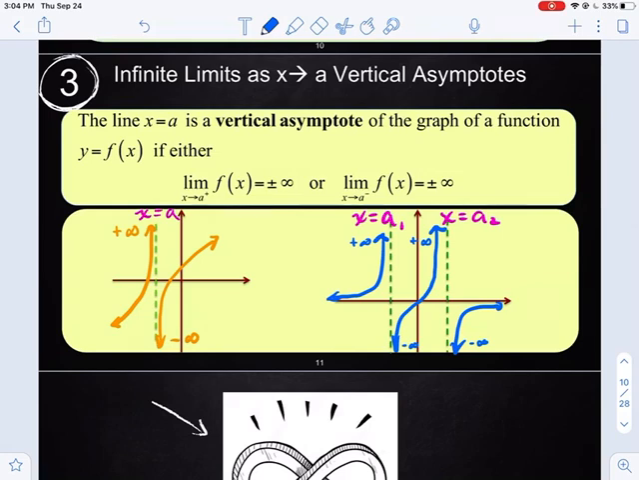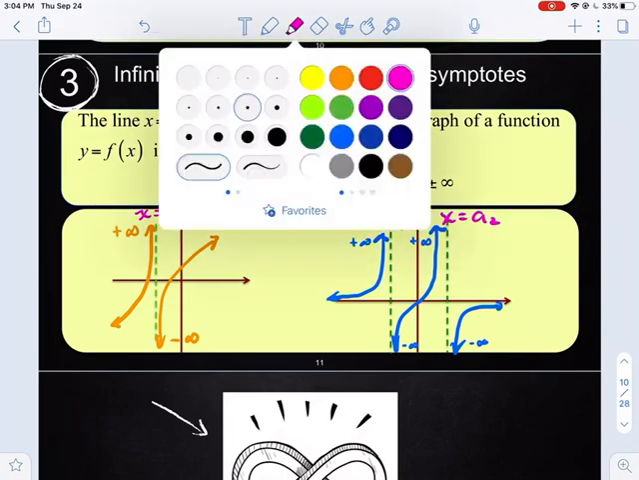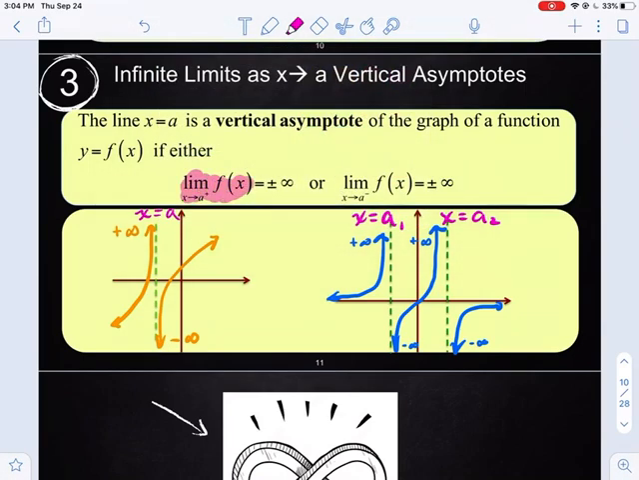So now we have infinite limits as x approaches a, and we have vertical asymptotes. The line x equal to a is a vertical asymptote of the graph of the function y equal to f of x if either one of these limits is true. Either the limit as x approaches a of f of x is equal to plus or minus infinity, or the limit as x approaches a from the right of f of x is equal to plus or minus infinity, or the same thing for the limit as x approaches a from the left. You can kind of see here on the left-hand side for the first one.